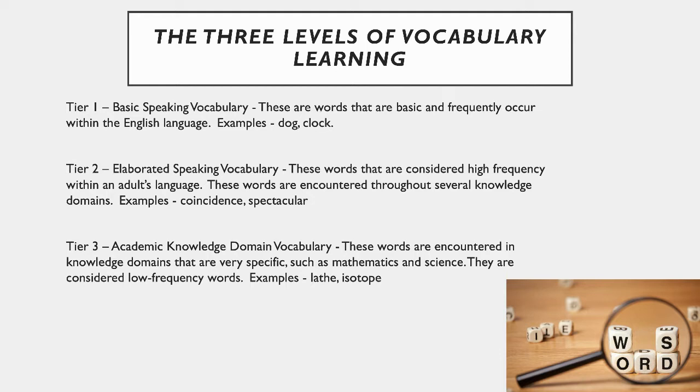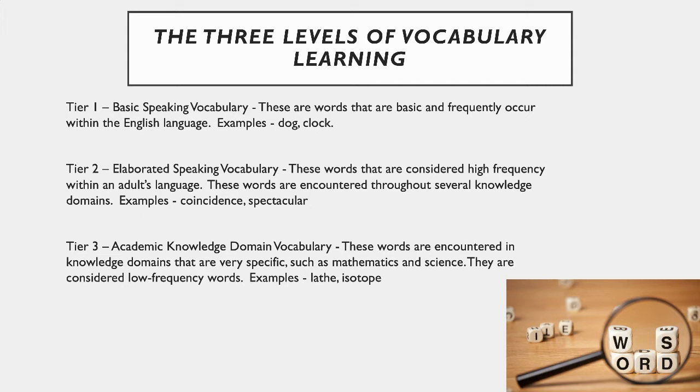So we begin with Tier 1, which is basic speaking vocabulary. There are approximately 8,000 basic speaking vocabulary words that do not require instruction for most students. They are words that are very basic and do occur often within the English language. 2 examples are dog and clock.